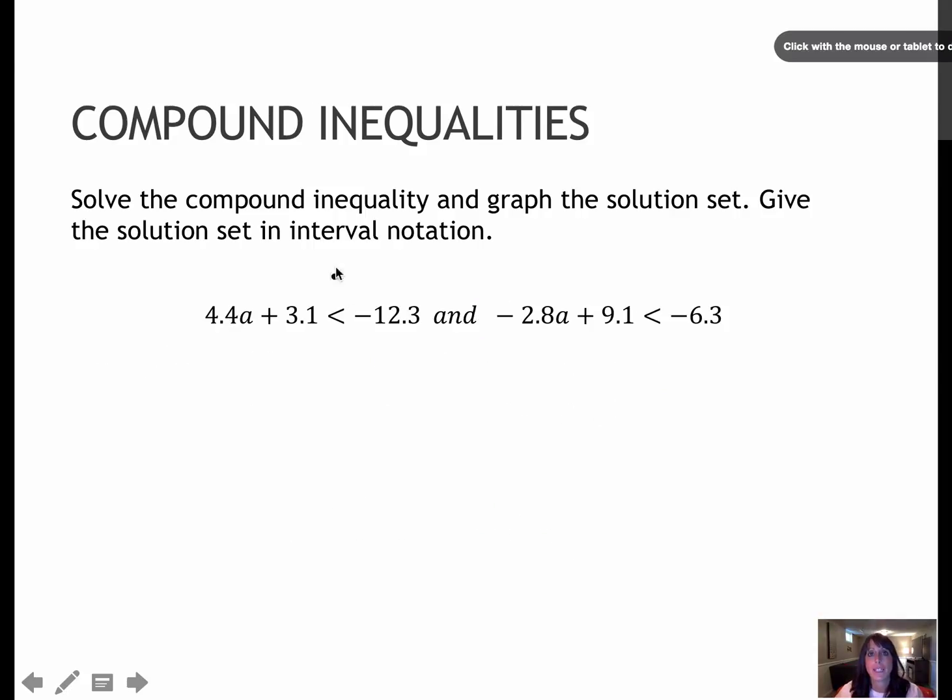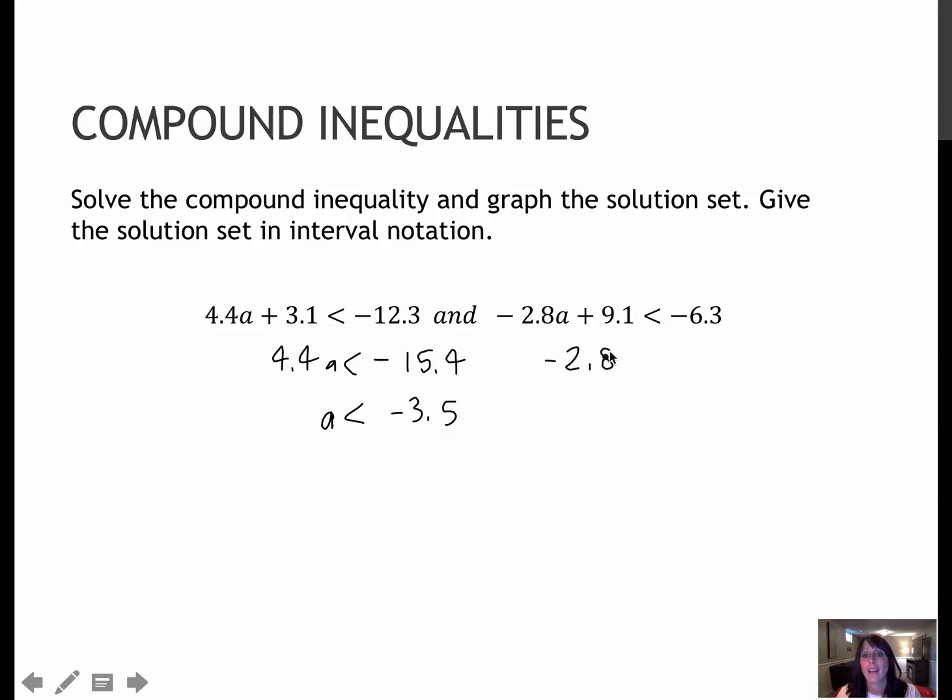For the next one, I am dealing with some decimals, but it shouldn't change anything. Subtracting 3.1 from each side gives me negative 15.4. And then dividing that by 4.4 gives me negative 3.5. Notice I did not flip the inequality on this one because I divided by a positive. For the second, I would add 9.1 to each side, which gives me 2.8.